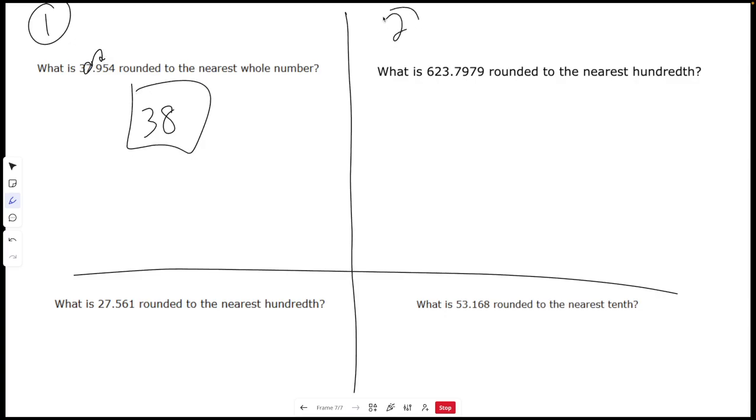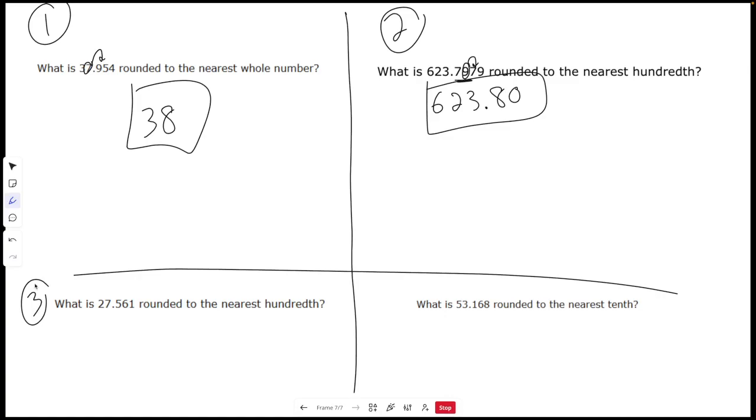For number 2 here in the top right, what is 623.7979 rounded to the nearest hundredths? So hundredth is here. I look at the neighbor, okay, so I'm going to add 1. 9 plus 1 is 10, so my final answer is 623.80. Another way to look at that is if you can see this as 79, 79 plus 1 is 80. That's another way to look at this.